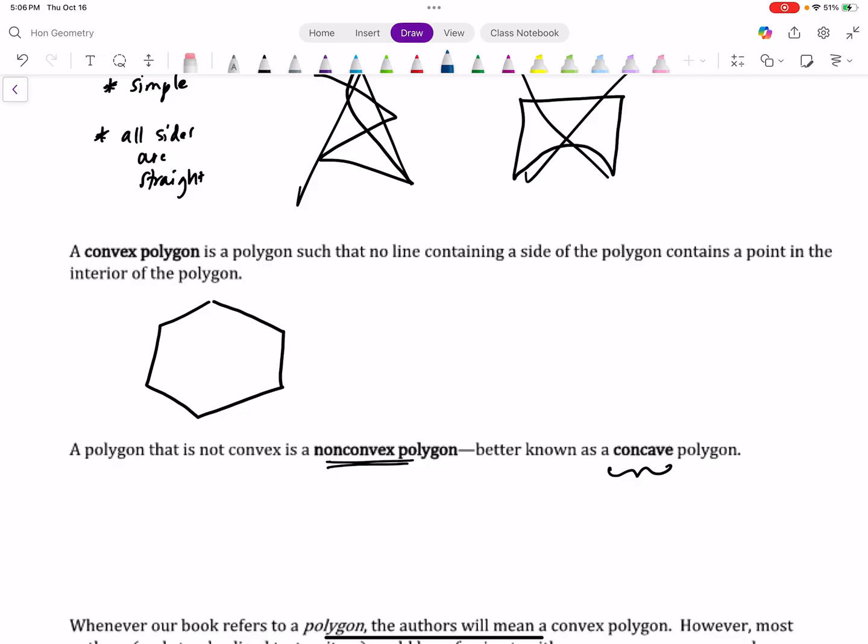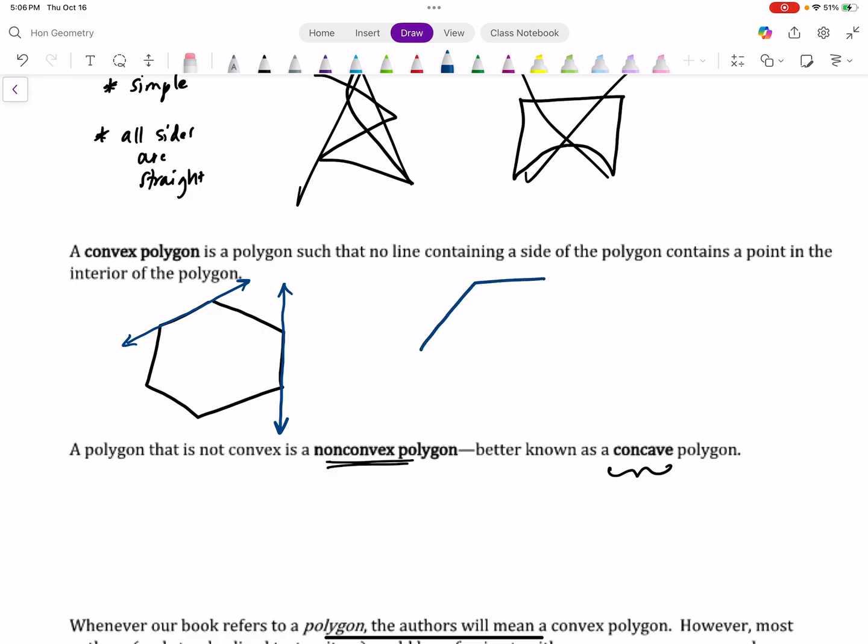So that's basically, if you pick any side and you extend it and you look at that line, none of the points on that line will be inside the polygon. Like you could put a line here. None of those points are inside the polygon. Now that's the definition this textbook had.